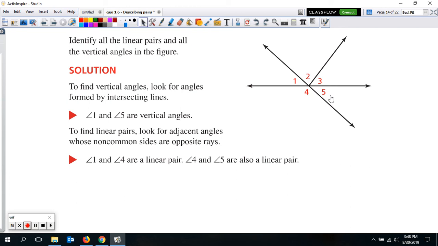So you can't say that 2 and 3 are a linear pair. They are adjacent, but they're not a linear pair. 1 and 2 are not a linear pair. They are adjacent as well, but they're not a linear pair.